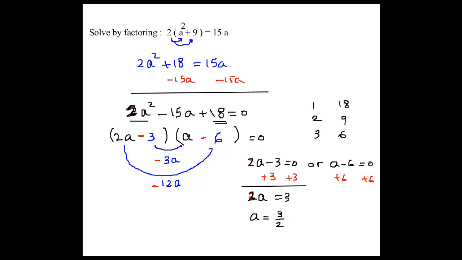Right. So you let each parenthesis be equal to 0. You isolate the variable a. So a would be equal to 6, and a would be equal to 3 over 2. Again, we can check our answer by substituting these values for a, to see if they add up to equal each other, which it does.